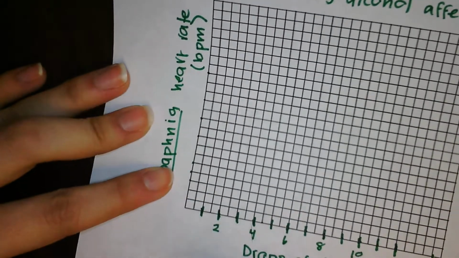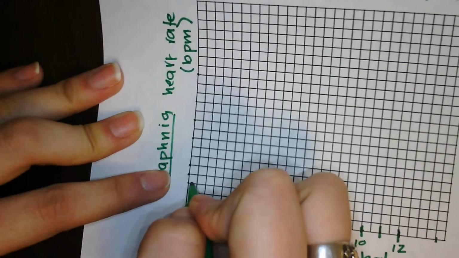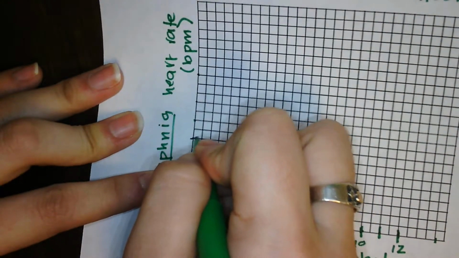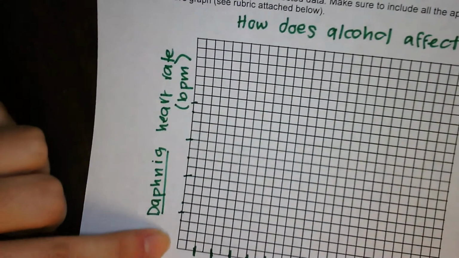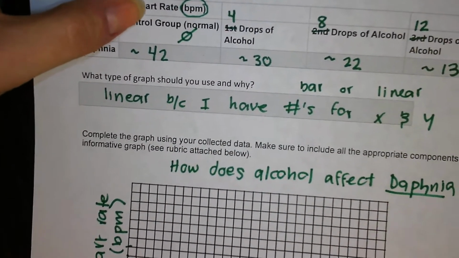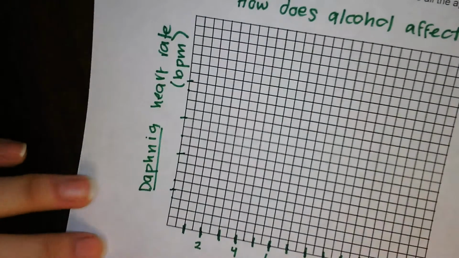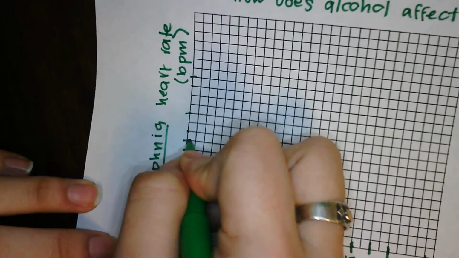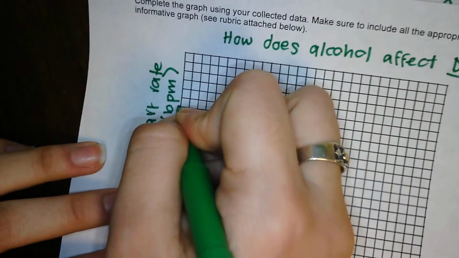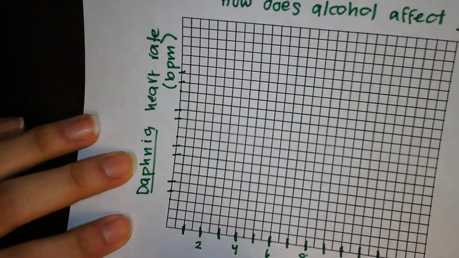So let's see, every 4 spaces is 10 points. Let's see, 10, 20, 30, 40. That could work if every 4 spaces was 10 points or 10 beats per minute. That could work because I'm using more than half. Let me see if I can use this space that I have up here because I want to make my data as big as possible. So every 5 spaces, 10, 20, 30, 40. Ooh, that's good too. I could even make it every 6 spaces probably.